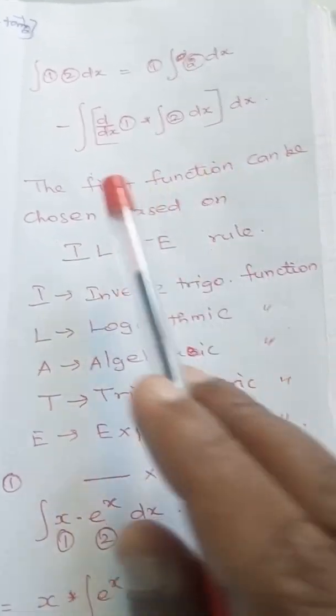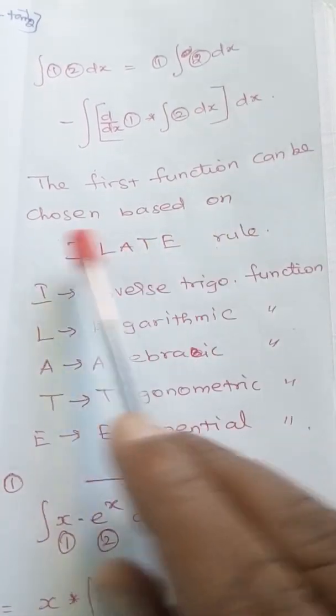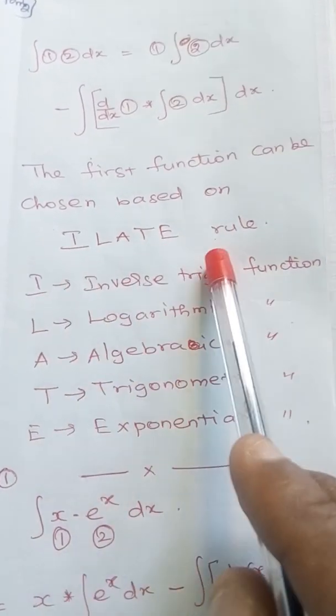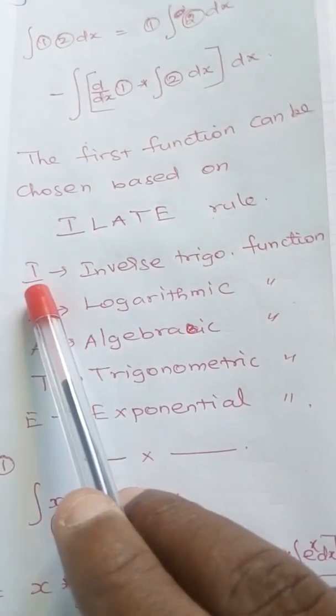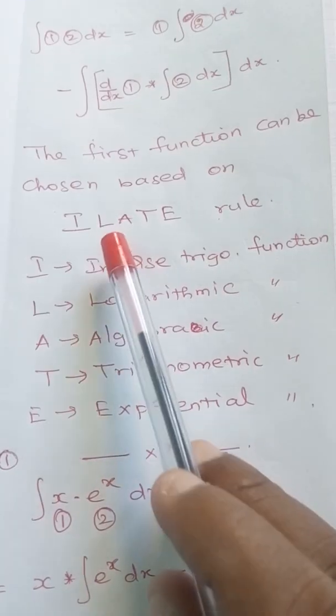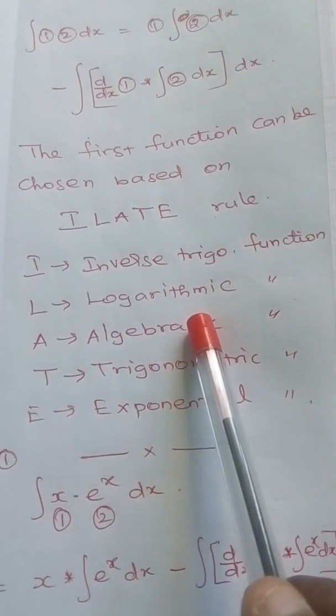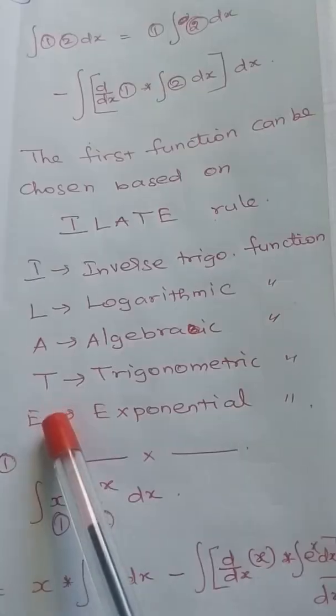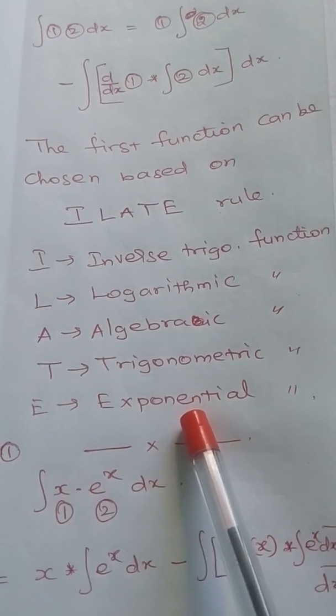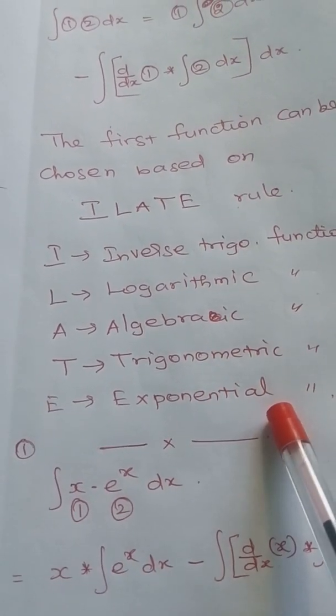The first function can be chosen based on the ILATE rule. I'll tell you the meaning of the ILATE rule. I stands for inverse trigonometric function. L stands for logarithmic function. A stands for algebraic function. T stands for trigonometric function. E stands for exponential function.